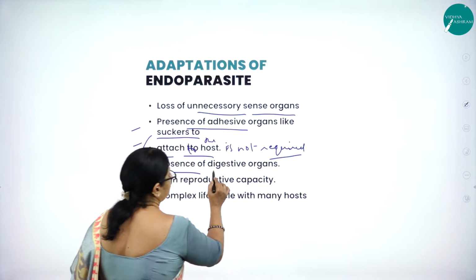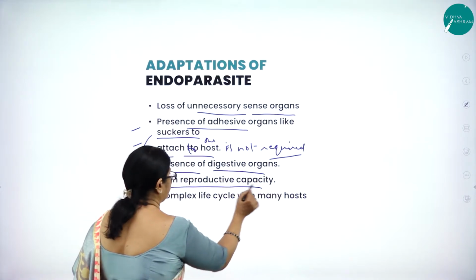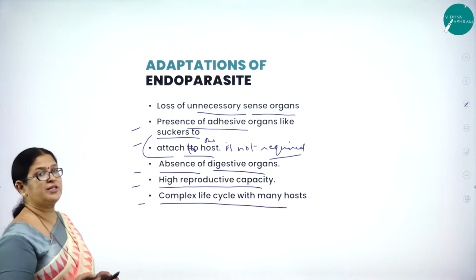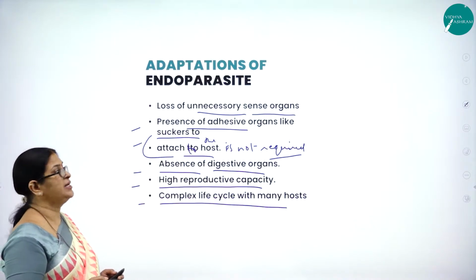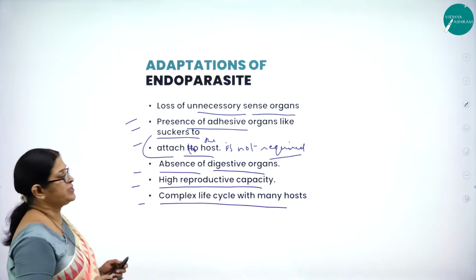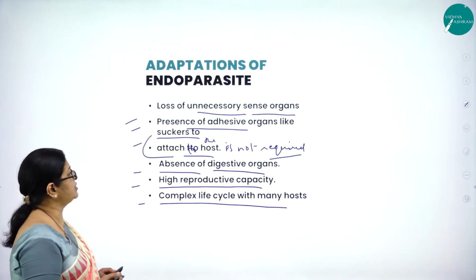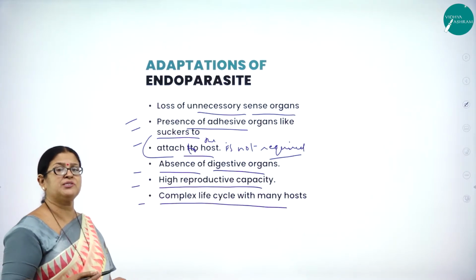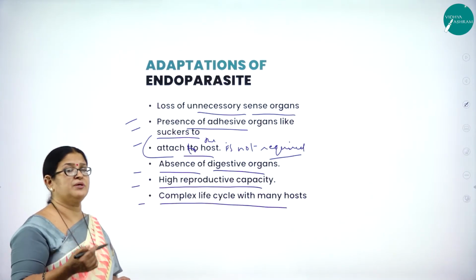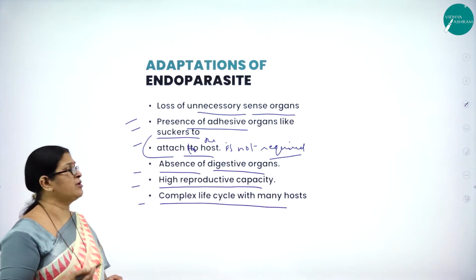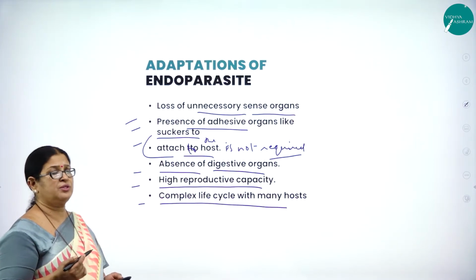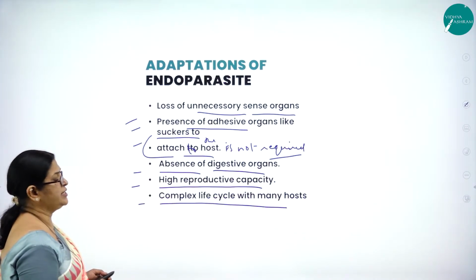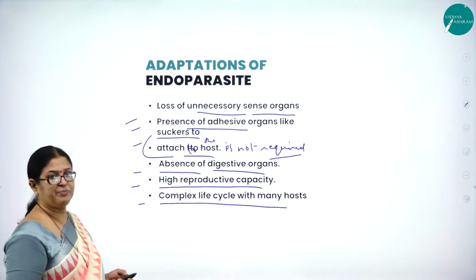Then absence of digestive organs, high reproductive capacity, complex life cycle with many hosts. So what are the adaptations of endoparasites? Loss of unnecessary sense organs, loss of adhesive organs, then absence of digestive organs. Why don't they need digestive organs? Because they depend upon the food that is prepared by the host body. They are not going to prepare their own. Then high reproductive capacity and complex life cycle with many hosts.